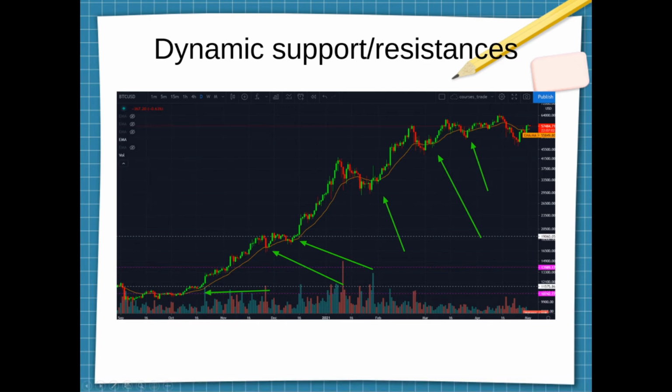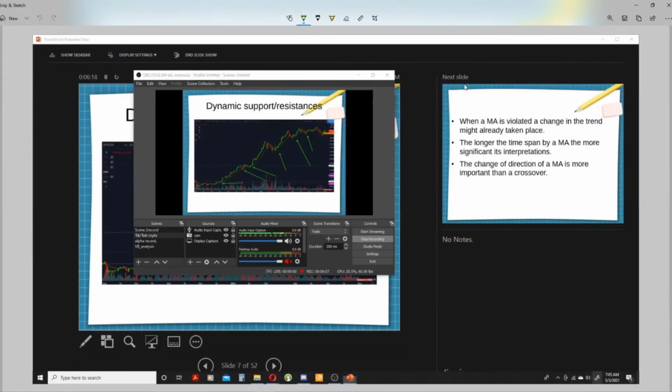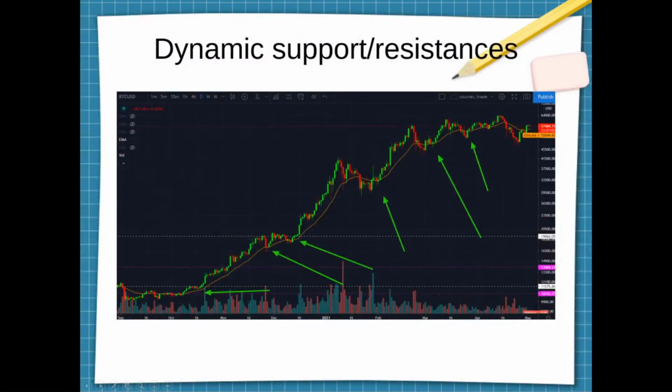The calculation of a moving average is something you can actually do on your own, but it would require way too much calculation, and certainly the computer does it better than you do.